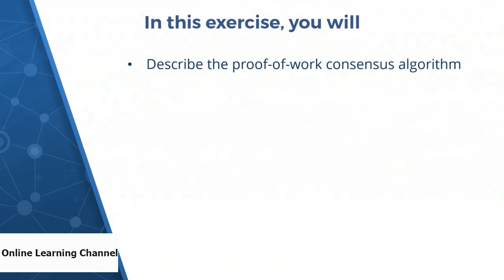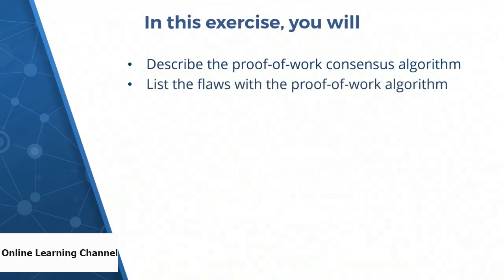For the next task, you will list the flaws with the proof of work algorithm. We discussed during this course that the Ethereum community is looking to replace the proof of work algorithm with the proof of stake algorithm in order to achieve a consensus. The reason for this is to address some of the big flaws with the proof of work, and you will need to list down what exactly those are.